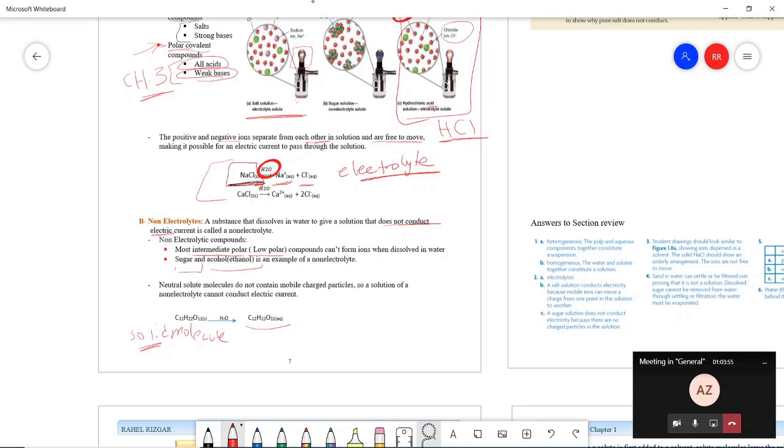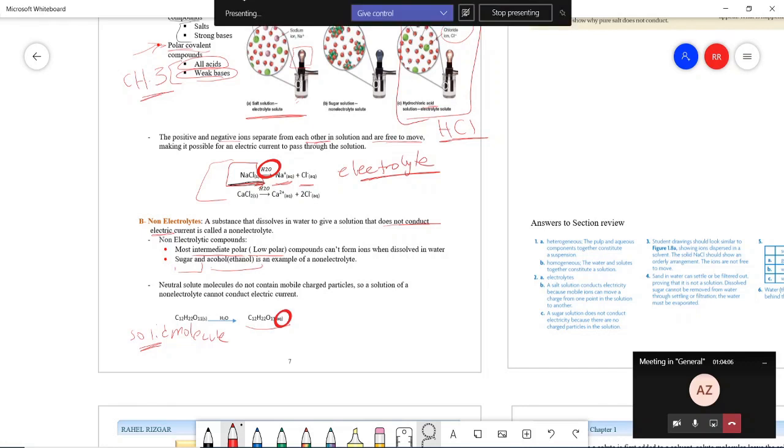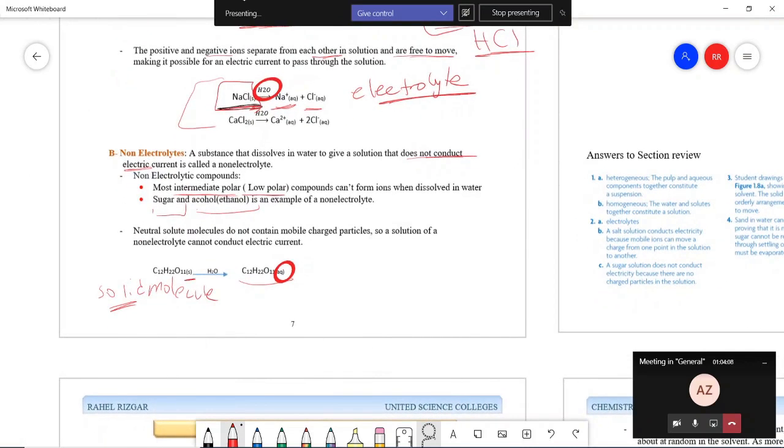So the smallest unit of a covalent compound or molecular compound is a molecule, and they dissolve as molecules. If you see this part, only the physical state has changed from solid to aqueous. So last year, also in 11th grade, we had a table. You don't have to memorize that table. I'm just reminding you. If it says AQ, it means dissolved in water. AQ means aqueous solution.